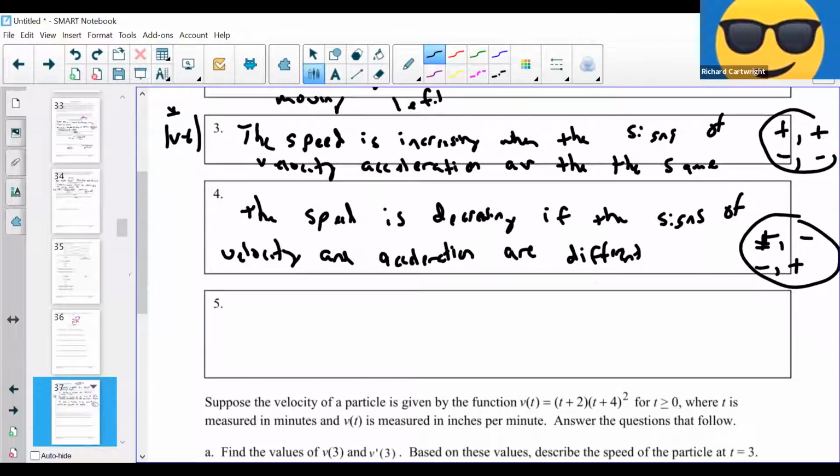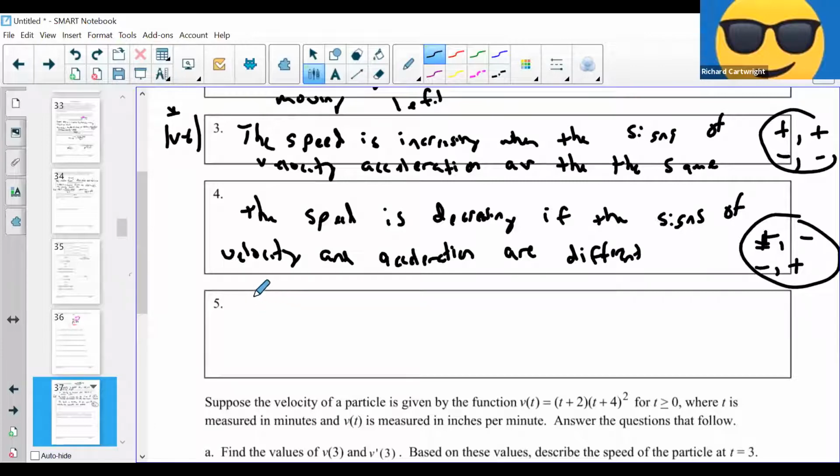Okay. And sometimes it's usually like part D, they say, tell me something about the speed. Is the particle decreasing or increasing at this time? And you've got to go back up and look at your other work where you did the velocity and acceleration at that same value that they're concerned about.